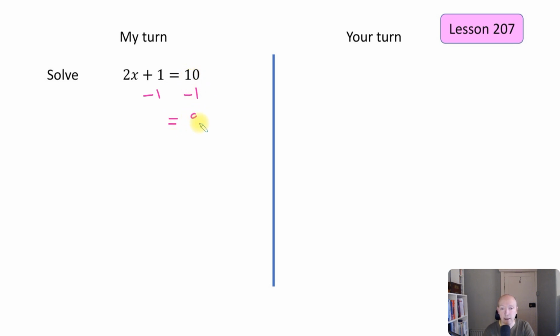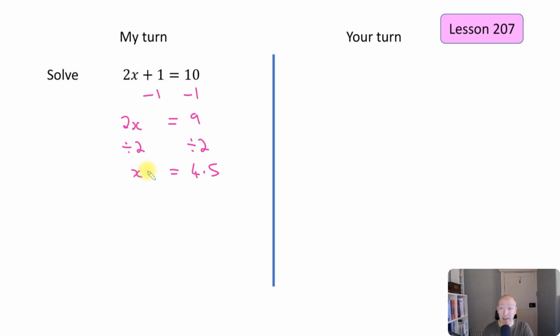10 take 1 is 9. 1 take 1 is 0, so all I'm left with here is just the 2x. Then I've got a times 2 I don't want. Opposite of times 2 is divide by 2. If we divide the left by 2, we've got to divide the right by 2. Equal sign underneath. So 9 divided by 2 is 4.5. And 2 divided by 2 is 1x, or just x.